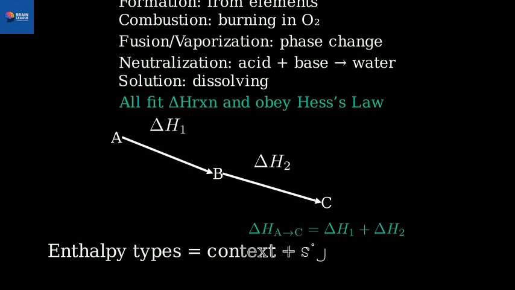The big idea. The name tells you the situation, the sign of delta H tells you endothermic or exothermic, and Hess's law lets you add steps to find unknown enthalpies. Practice by classifying a few reactions and sketching a quick energy arrow each time.